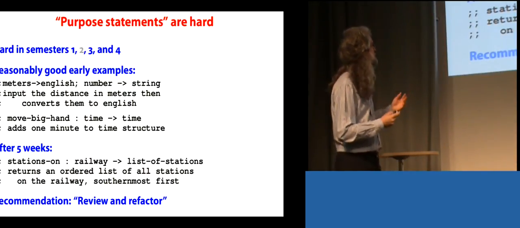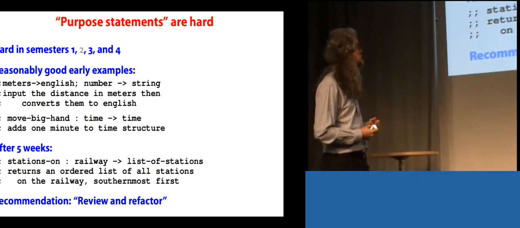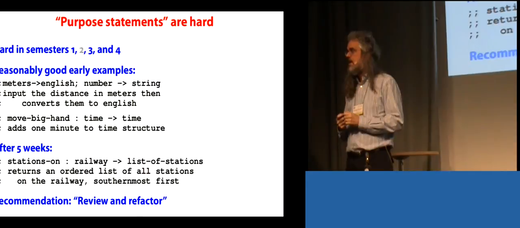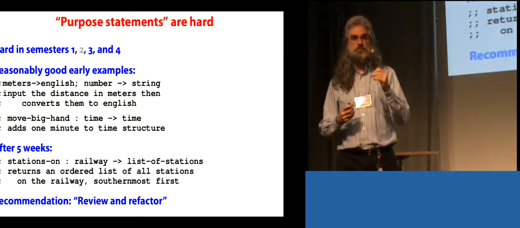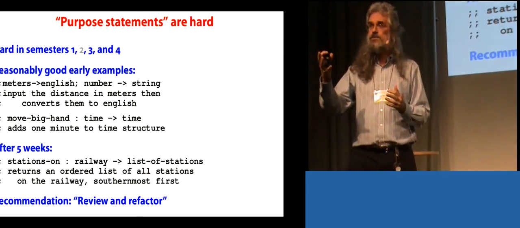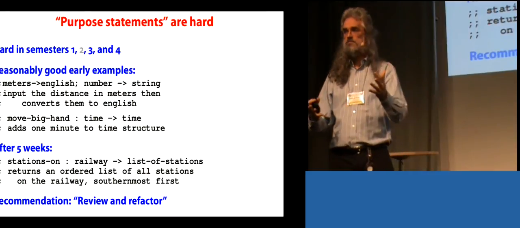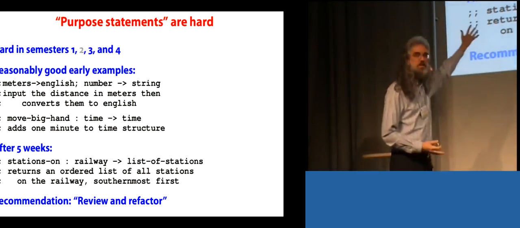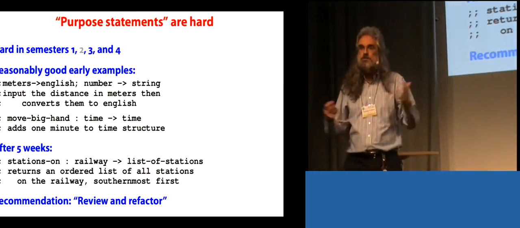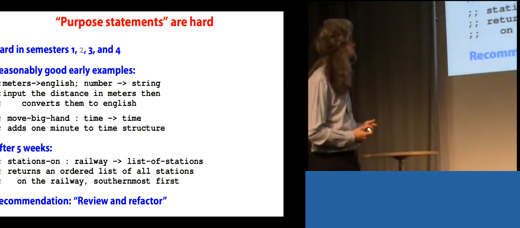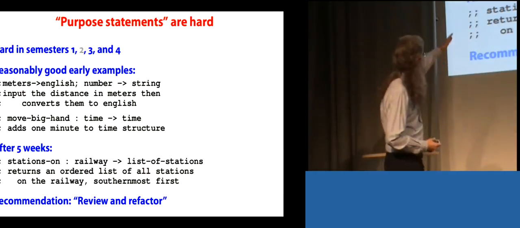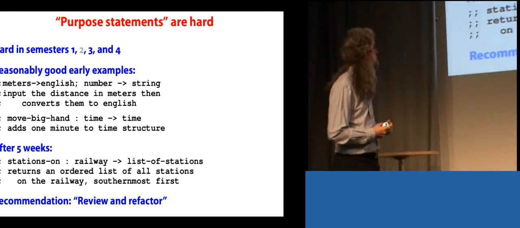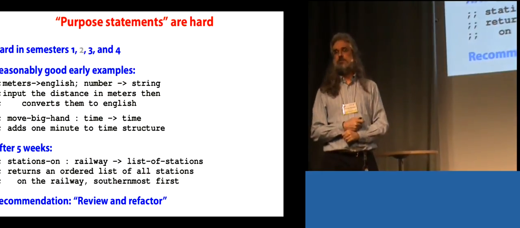Meters to English. It takes a number, produces a string. The purpose statement says input the distance in meters and then convert them to English. That would be English feet, miles, inches, furlongs. But you can't write the function based on that purpose statement. You don't actually know what it's supposed to do. Here's another one that's a bit better. Move big hand function from time to time. Adds 1 minute to the time structure.